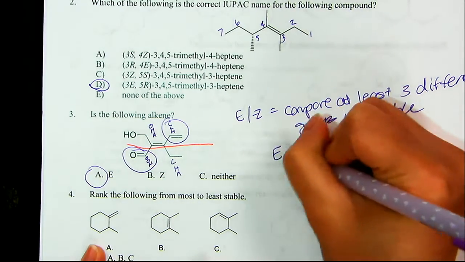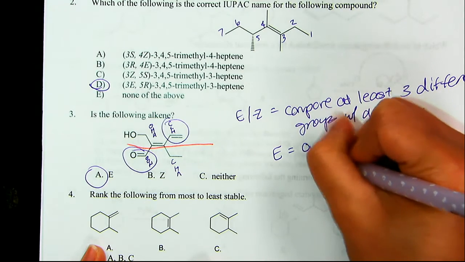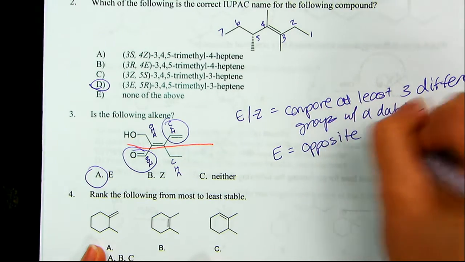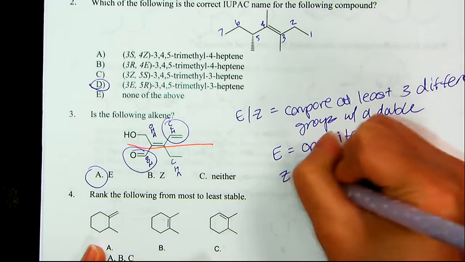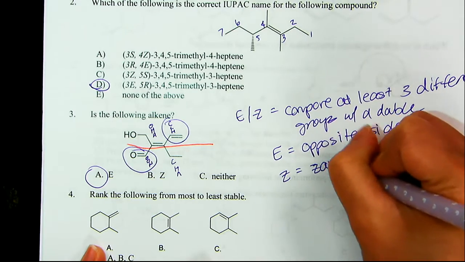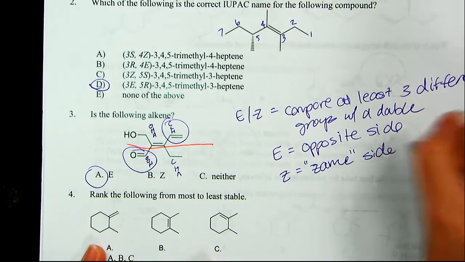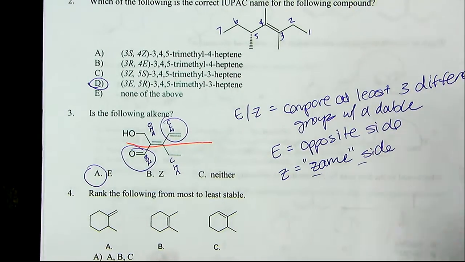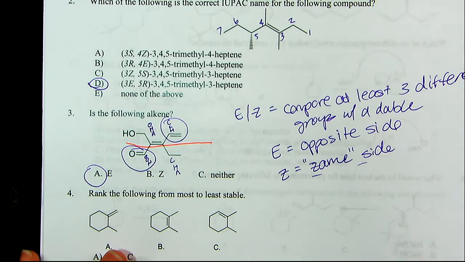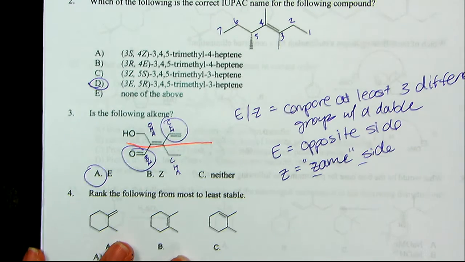Okay. E, they're going to be on the opposite side. And Z, they're on the same side. So you can kind of remember it as same side, Z. This is not the same thing as cis and trans. Do not say E is trans, do not say Z is cis.